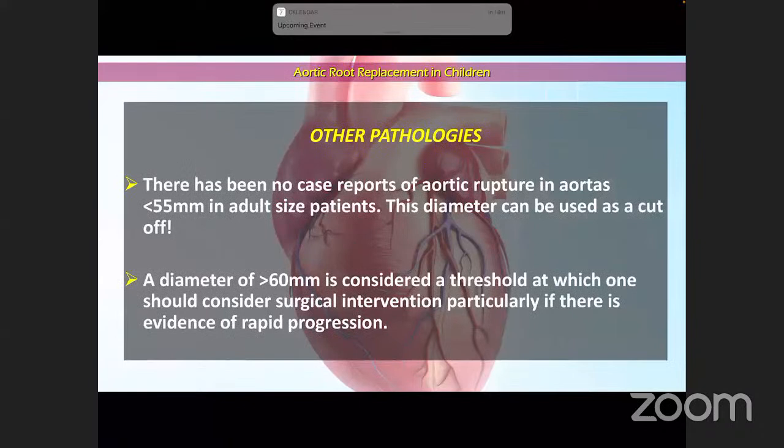In other pathologies, it's really variable, but keep in mind that there have been no case reports of aortic rupture in aortas that are less than 55 millimeters in adult patients. So this diameter can be considered as a cutoff, and actually that's the reason why this diameter is used as a cutoff. However, a diameter of more than six centimeters is considered a threshold at which one should consider surgical intervention, particularly if there is evidence of rapid progression.